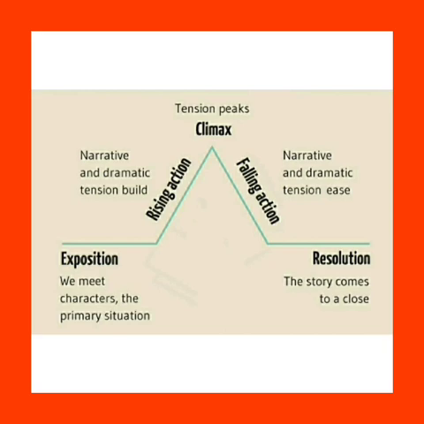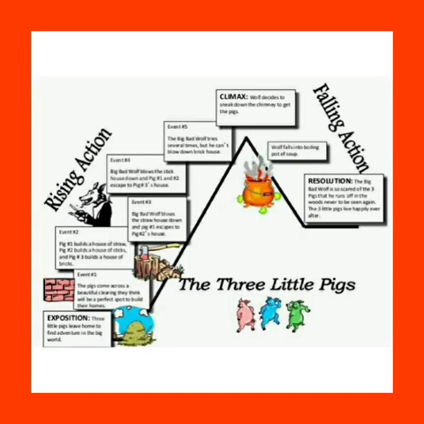So I hope that you can understand how you need to hatch your plot. Whenever you get your outlines before writing the story, you need to first of all set the exposition. That means you need to introduce your characters and set up the primary situation. Then you have to go towards the rising action. That means you need to build up the tension. And in the climax part, the tension peaks, then falling action, and finally the resolution. Just look at this story. This is an example. This is the story of the 3 little pigs.